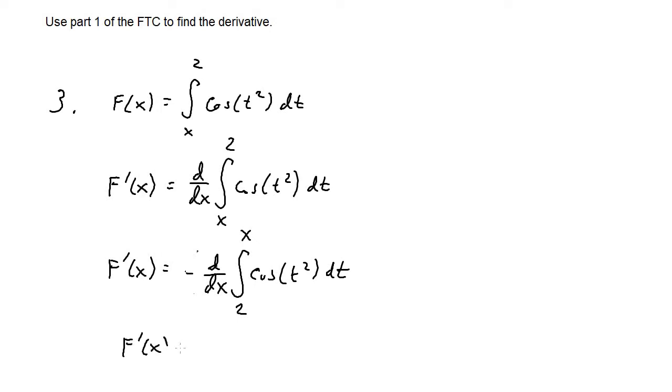So f prime of x equals, we do have a negative on the outside, so we'll just include that negative there. Derivative and integral will cancel. I have to sub in the x into the function for t. So what we have left is negative cosine of x squared.